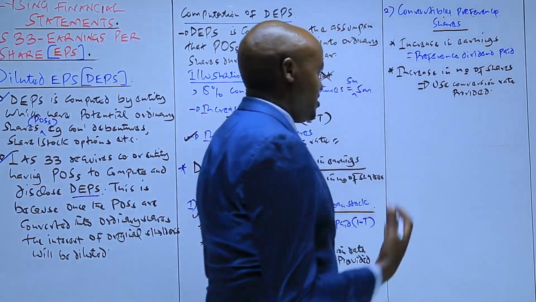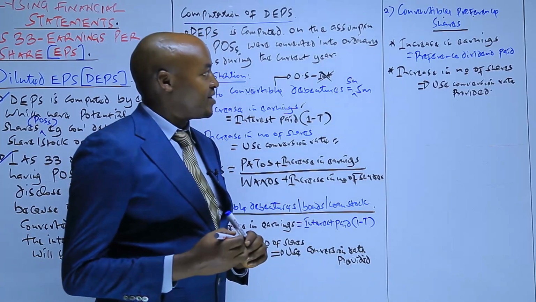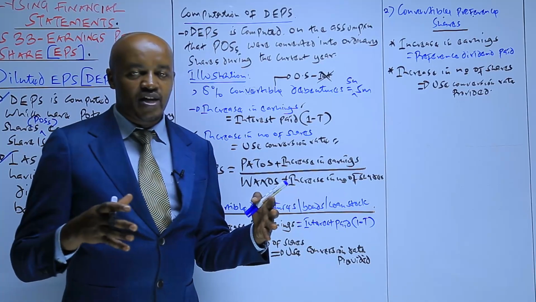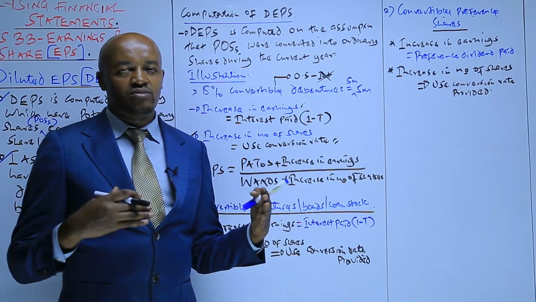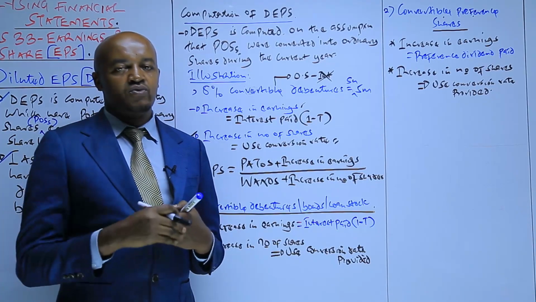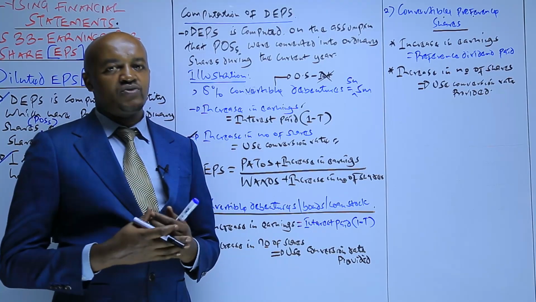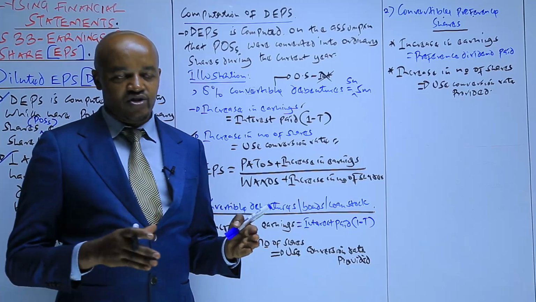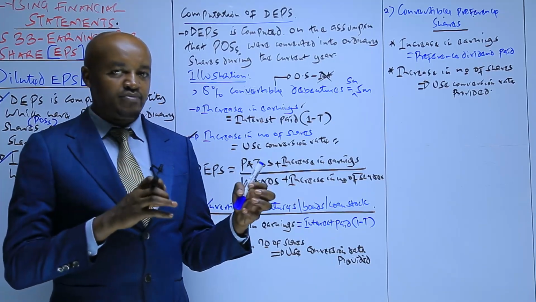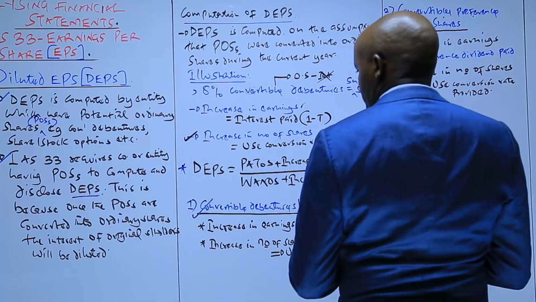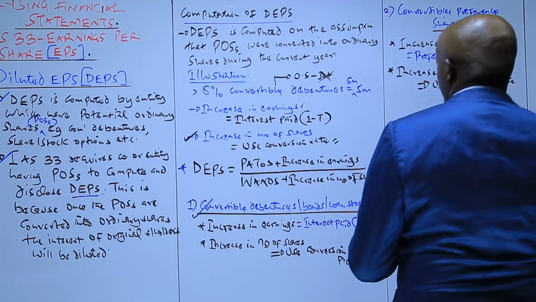And equally, as I've said here, if the convertible preference shares were issued during the current financial year, you assume the conversion would have taken place from the date of the issue. Basically, that means the number of ordinary shares which would have been issued on conversion, you have to weigh them on time basis. You have to multiply them with the proportion of time the shares would have been held during that year.